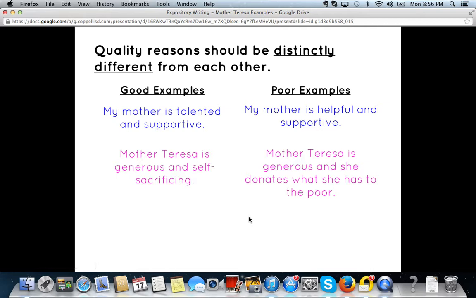So to review, your reasons to explain why should be global in nature, big ideas that everybody can understand, and they should be totally different from each other. Each reason should be a new reason to explain why and not a repetition.